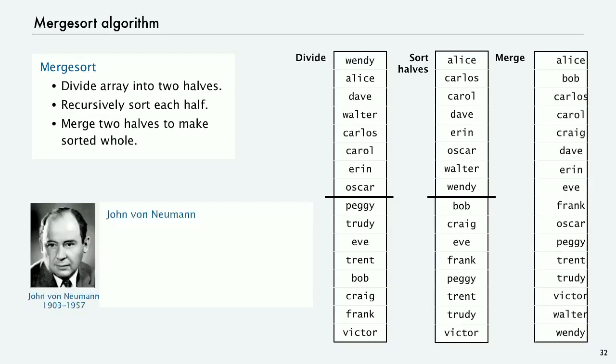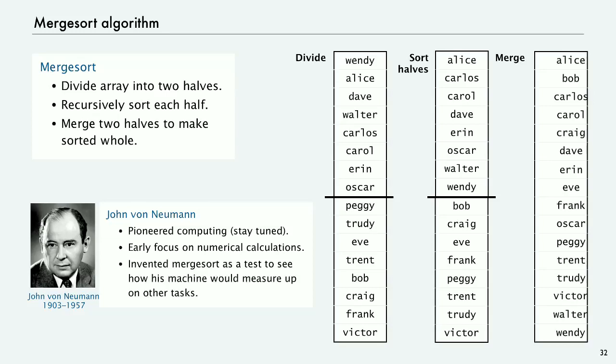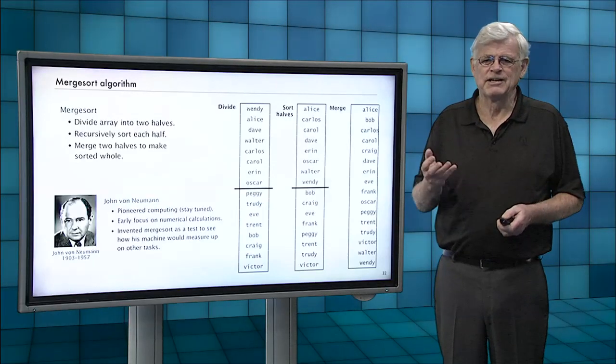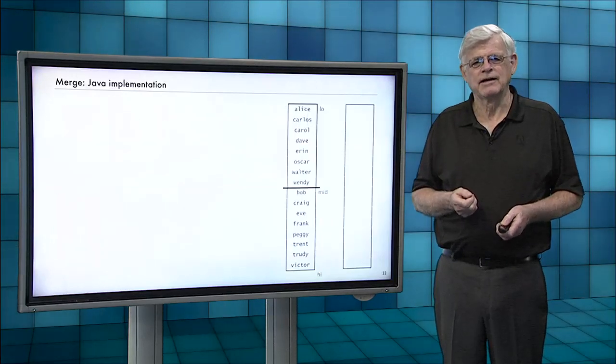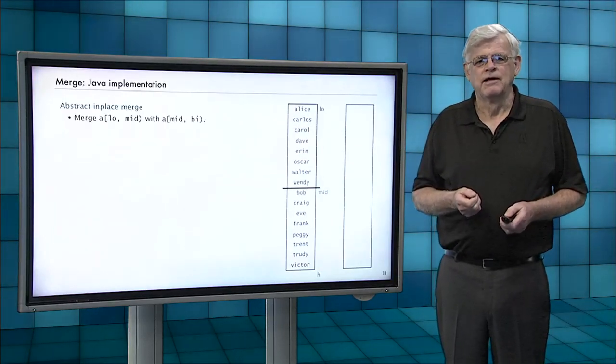That's merge sort. It was invented actually by one of the pioneers of computing, John von Neumann. We'll talk about him later on in the course. The early focus when computers were first being built was on numerical calculations. But what John von Neumann did was invent merge sort really as a test to see how the computer would work on other tasks. And merge sort definitely has stood the test of time. So let's look in more detail at how merge sort works.